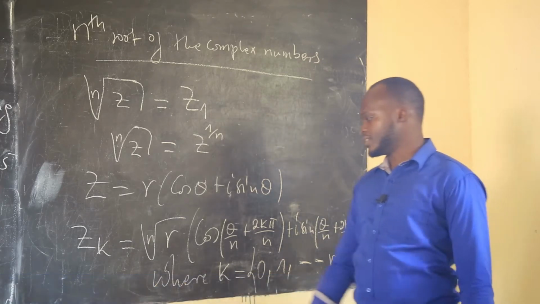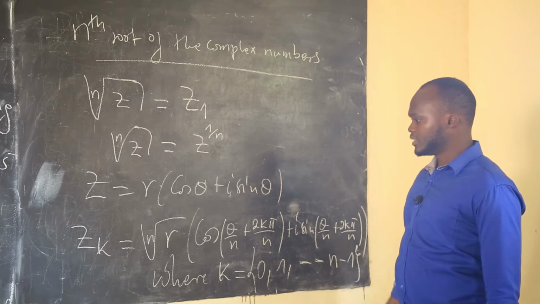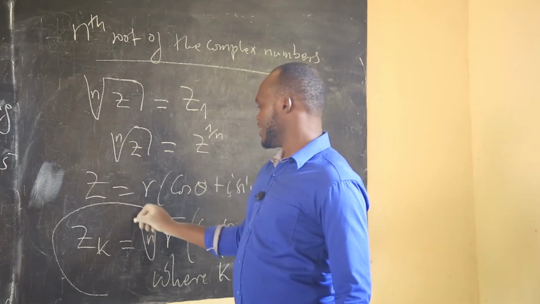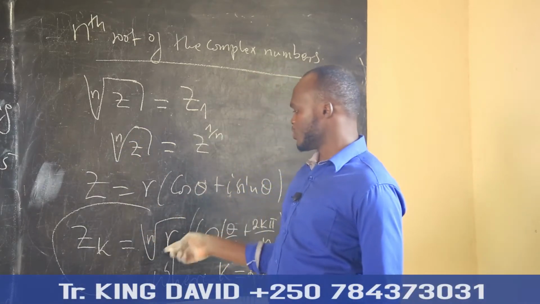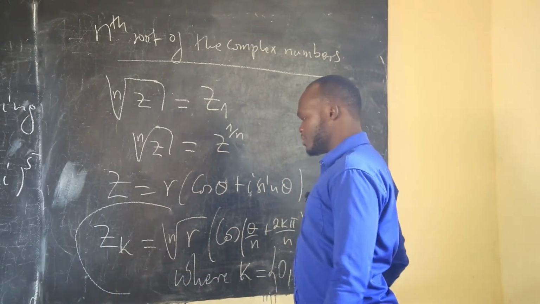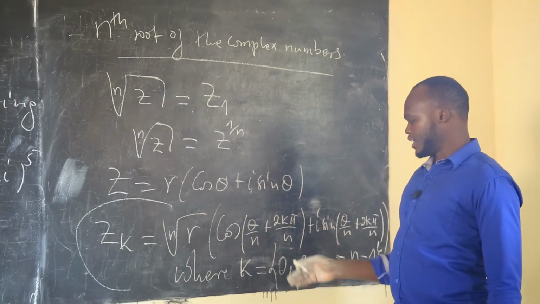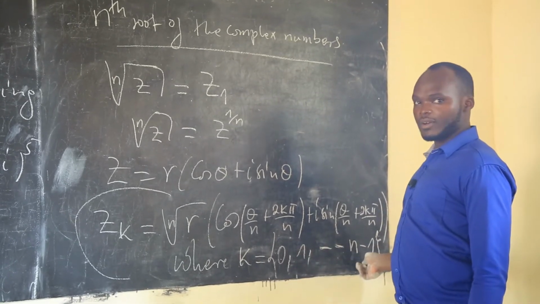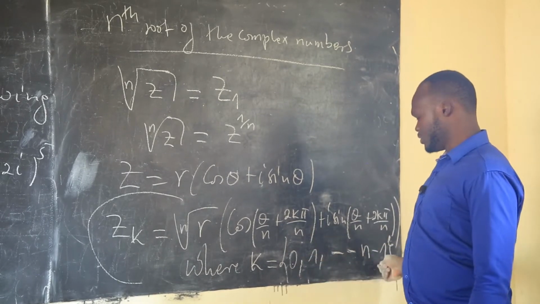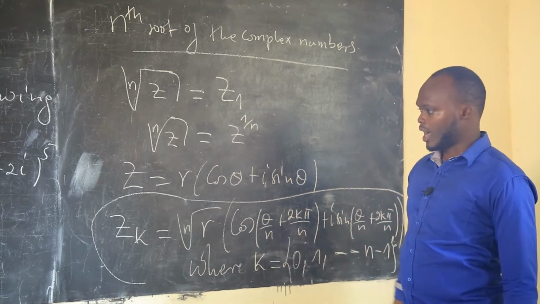So if n is 3, we have to stop at 3 minus 1, which is 2. If you're looking for the cubic root of z, our k will be 0, 1 up to 2. So k is varying from 0 up to n minus 1. It is not a fixed number. That's the value of k. So this is the formula for the nth root of a complex number.